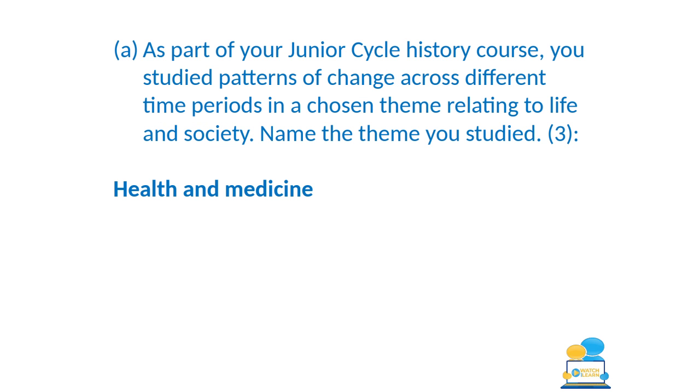So now, folks, we're going to go through a sample answer. A potential question that can be asked is the 18-mark question that we looked at at the beginning. That was split up into two parts, so I suppose it's actually more of a 21-mark question. Part A is worth 3 marks, and part B is worth 18 marks. So part A: as part of your junior cycle history course, you studied patterns of change across different time periods in a chosen theme relating to life and society.